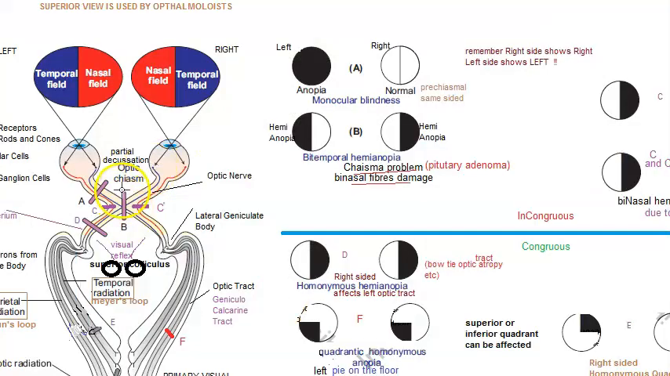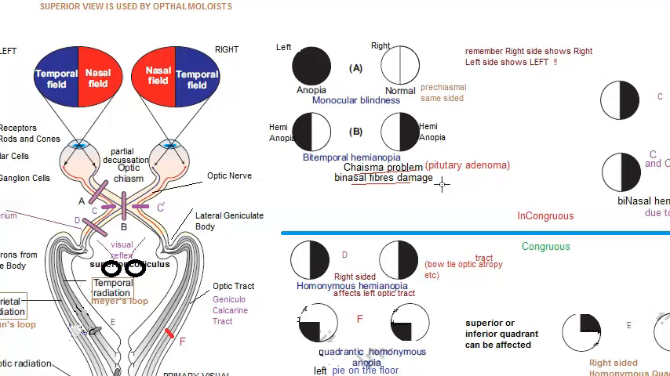So at B, if there is problem, who will be affected? Temporal fields are affected. Hemianopia, that means half anopia is there. Half anopia and both temporal fields are affected. So this is bitemporal hemianopia. Bitemporal hemianopia. Please remember this word. Bitemporal hemianopia. Chiasma, right? Chiasma problem. Pituitary adenoma it could be.